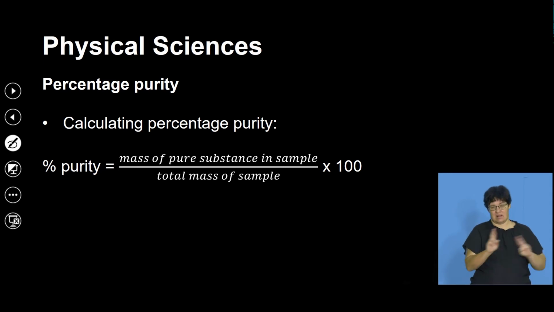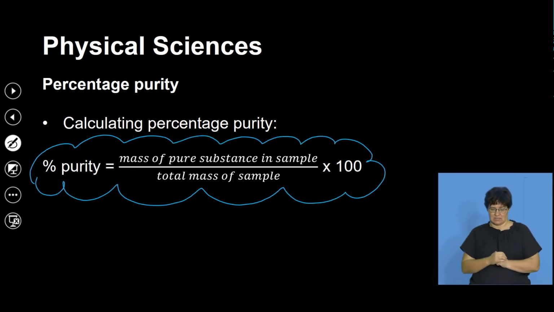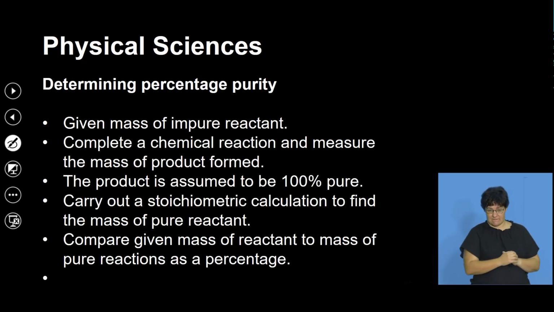So how do we calculate percentage purity? It's the mass of the pure substance in the sample divided by the mass of the sample, multiplied by 100. So this is the mathematical equation that we use to determine percentage purity of a substance, right? So how exactly do we determine percentage purity? Given the mass of the sample or the impure reactant, why are we saying reactant? Because it could be in a chemical reaction, okay? So we need to complete a chemical reaction and measure the mass of the products formed, okay? So the product is assumed to be 100% pure, right?